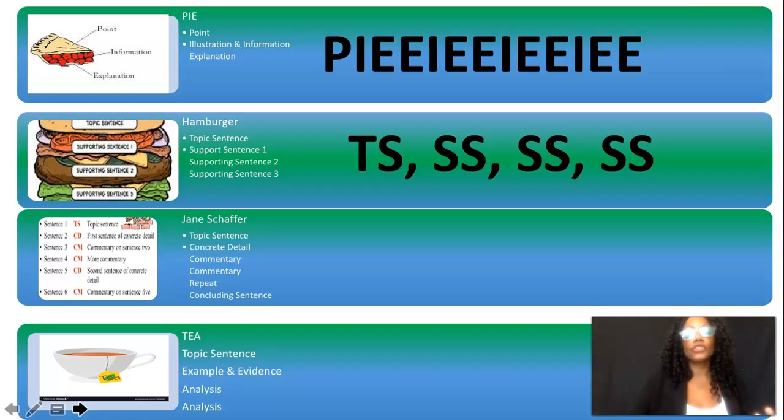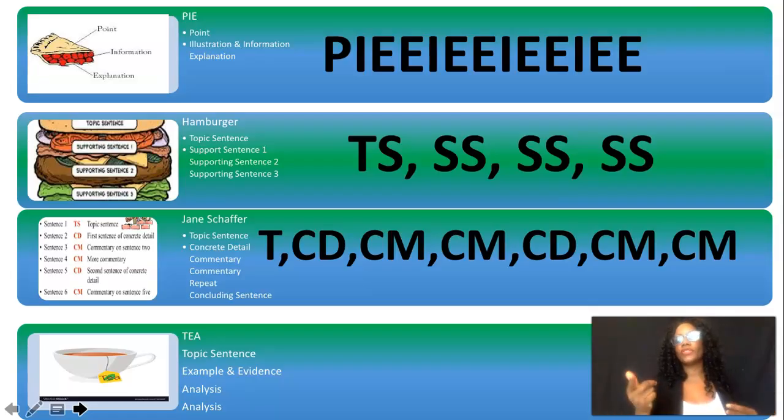You may have heard of the term the Jane Schaffer method. The one thing that's missing on here is the concluding sentence, but this is very much like the pie. Same material, just a different way to communicate it. The topic sentence is just like your point. The concrete detail is similar to your illustration and information. Then your commentary is repeated twice, and you go back to your concrete detail, and you repeat that cycle again several times. In an extended body paragraph, you want to go or reach up to 4 if possible, for your concrete detail or your illustrations and information.